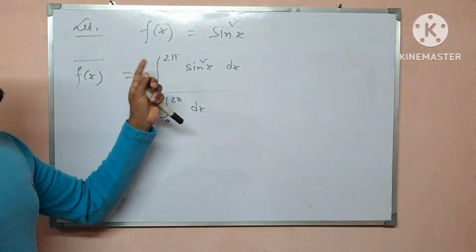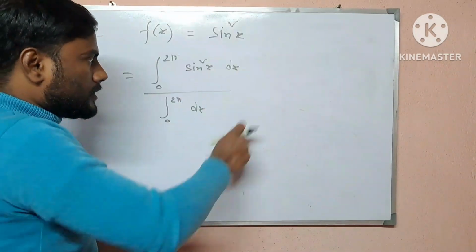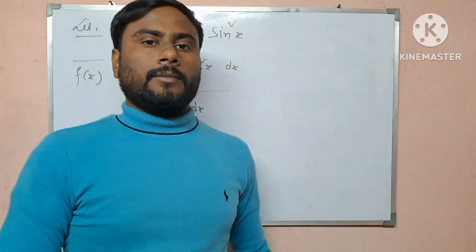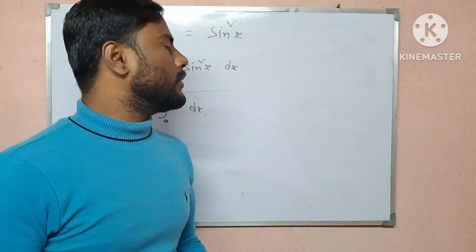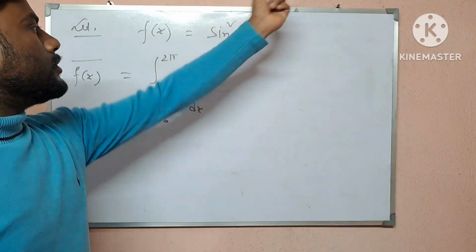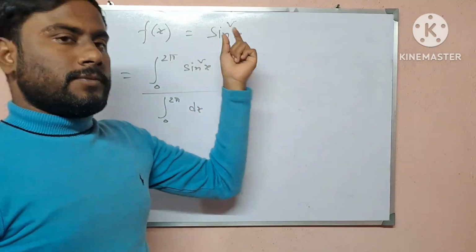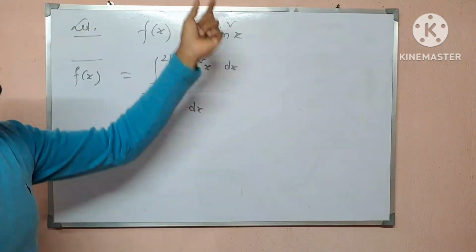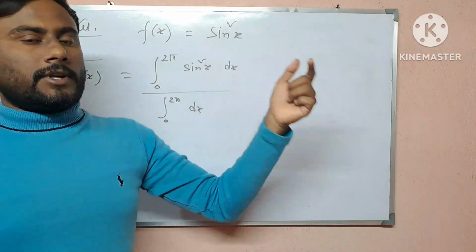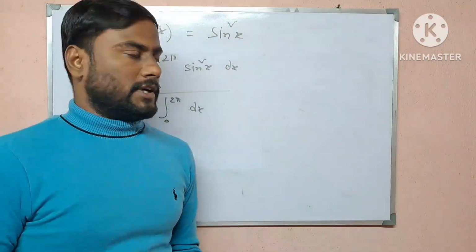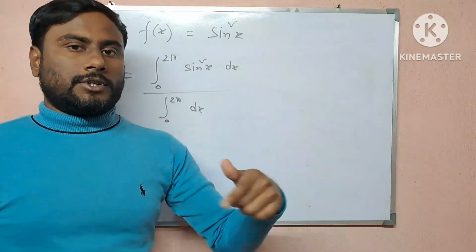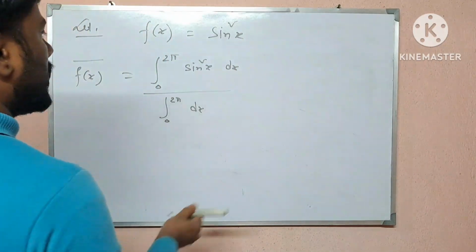Just see, we are using the same formula because this is the general formula for calculating average value. So that is why we are using the same formula. Just we change the function, because first we take the average value of sine function, then we take the average of cosine function. Now we are taking the average of sine square function. Similarly, you can take the average of cos square function also. So now what it will be?